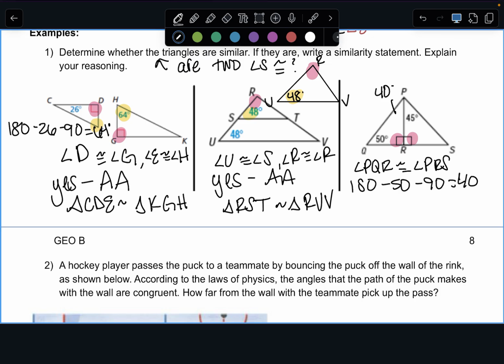Is there any angle in my other triangle that's 40 degrees? No, I'm shown 45, but 45 doesn't match either of these. So this one's not going to match either. So do I have two angles that are congruent? No, I only have one. So my answer here is that my triangles are not similar because I'm missing angles. I only have one, not two. Questions on that one?